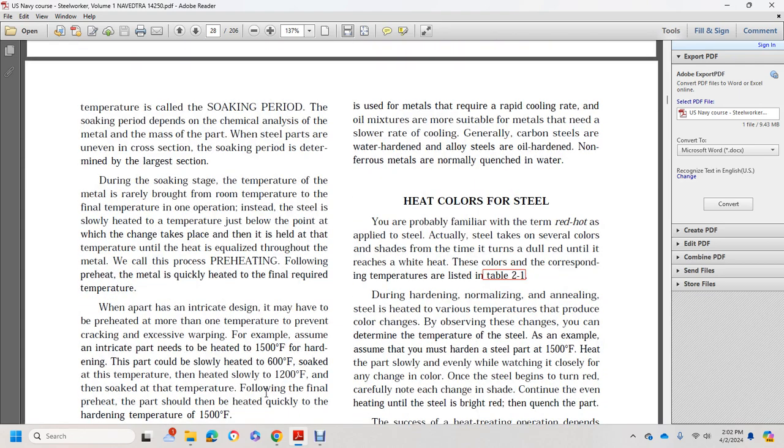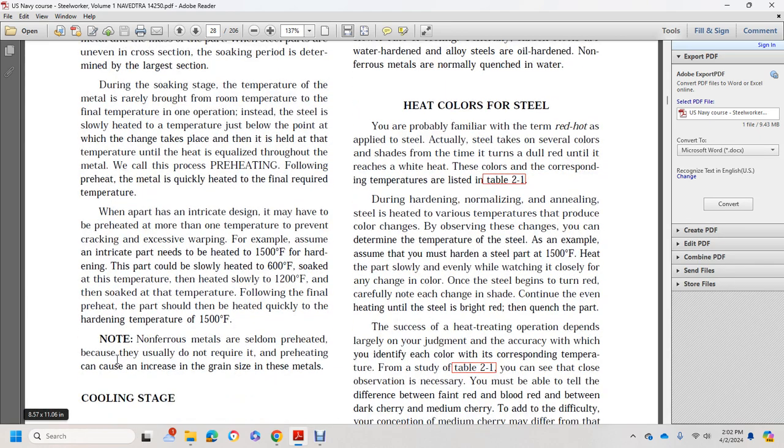When a part has an intricate design, it may need to be preheated to a lower temperature to prevent cracking and excessive warping. For example, assume the intricate part needs to be heated to 1500 degrees. The hardening part can be slowly heated to 600 degrees Fahrenheit, soaked at that temperature, then heated slowly to 1200 degrees Fahrenheit and soaked, followed by the final preheat. The part should then be heated quickly to the hardening temperature of 1500 degrees Fahrenheit.